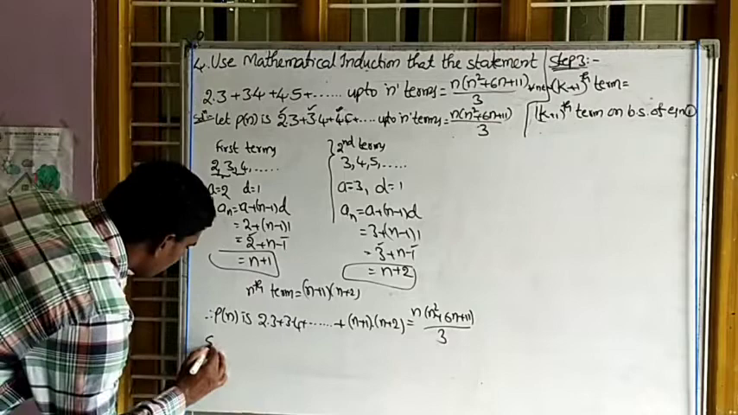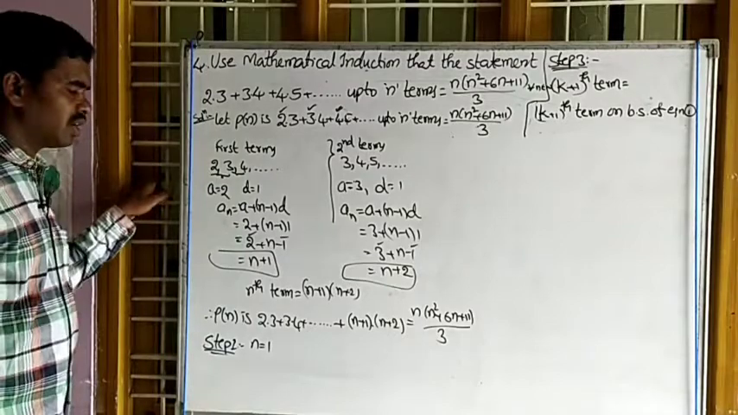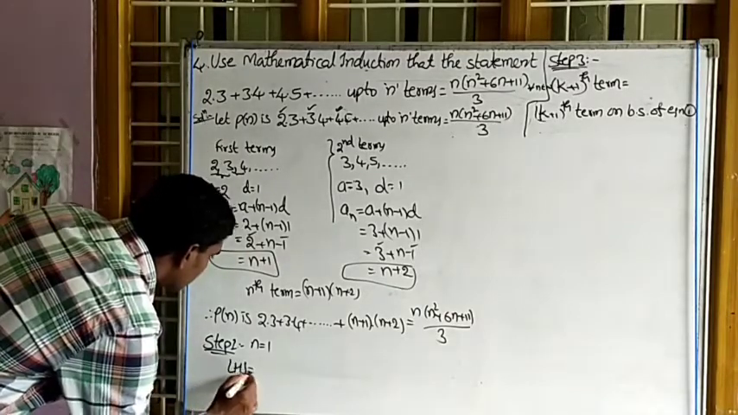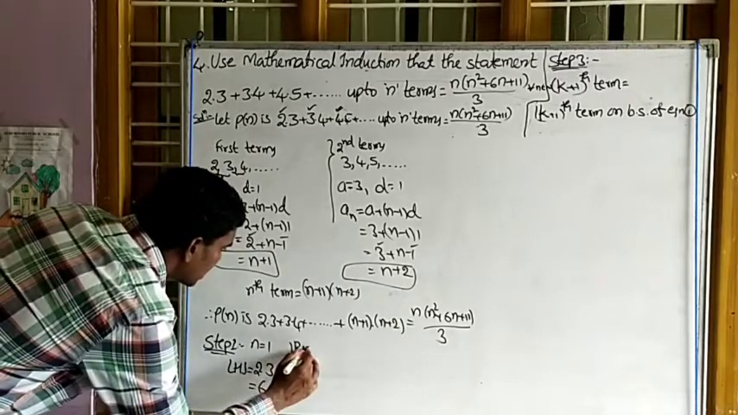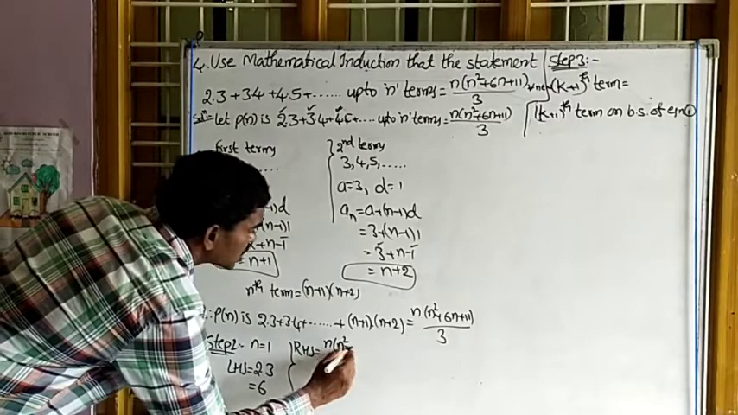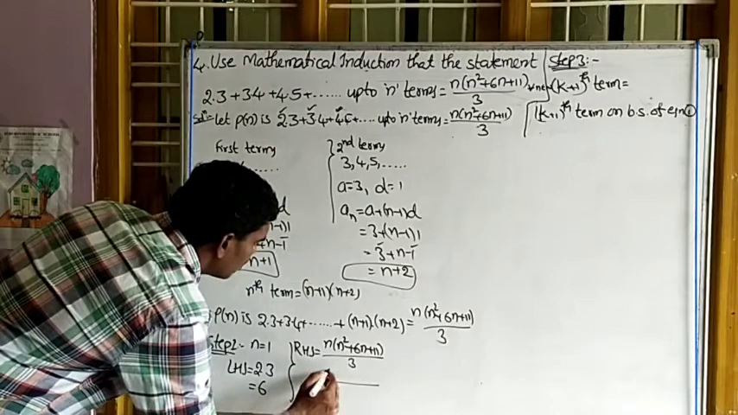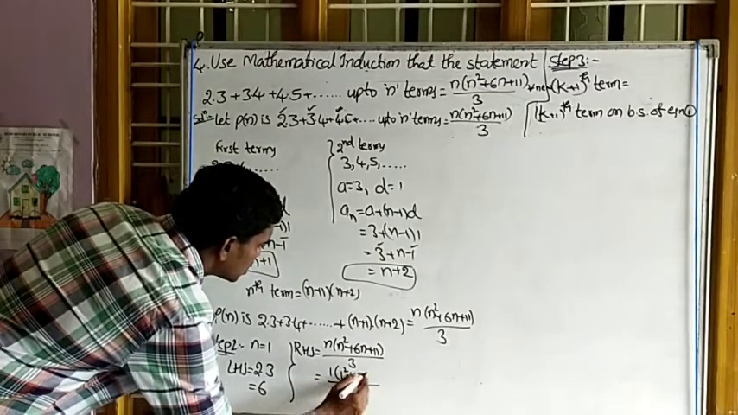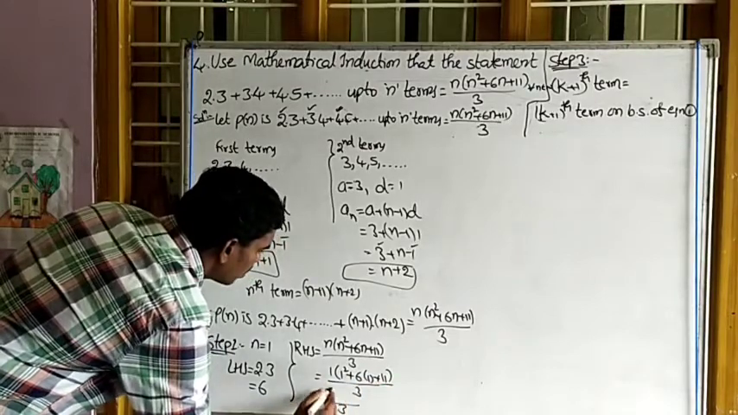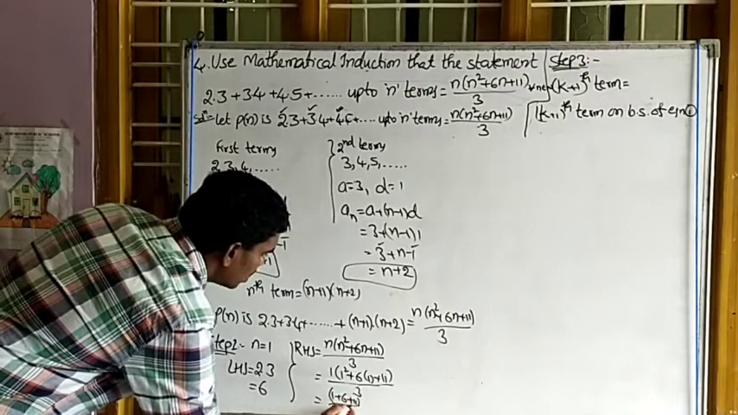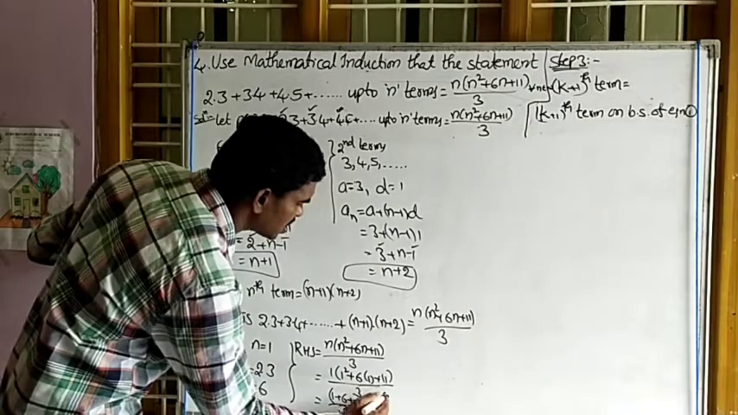Now step 1. What is step 1? Very good. n equal to 1. Take n equal to 1. What is the left hand side? 2 into 3 is there. 2 into 3 how much? 6. Okay, what is the right hand side? n into (n square plus 6n plus 11) by 3. So write down 1 in place of n. 1 square, 6 into 1 is 6, 11, by 3. 1 square is 1, 6 into 1 is 6 plus 11. 1 plus 6 is 7, 7 plus 11 is 18, by 3. 18 by 3 means 6.